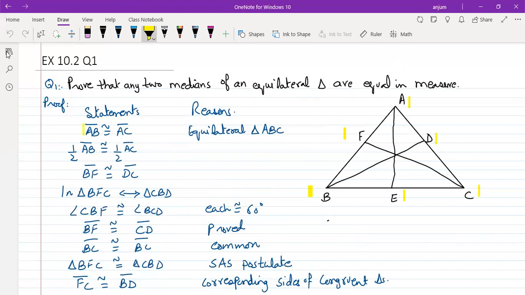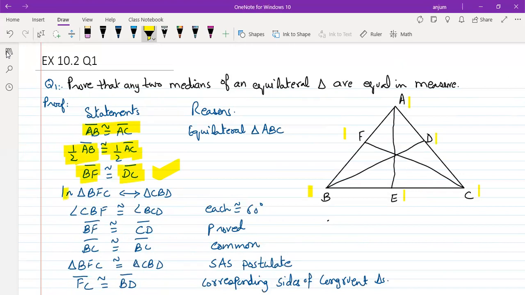We can see that AB is congruent to AC because it is an equilateral triangle and all the sides are congruent. We can multiply on both sides by 1/2. So half of AB will be equal to half of AC. And when we see in the diagram, half of AB is equal to BF and half of AC is equal to DC. We keep this result and we will be using it in the next step.